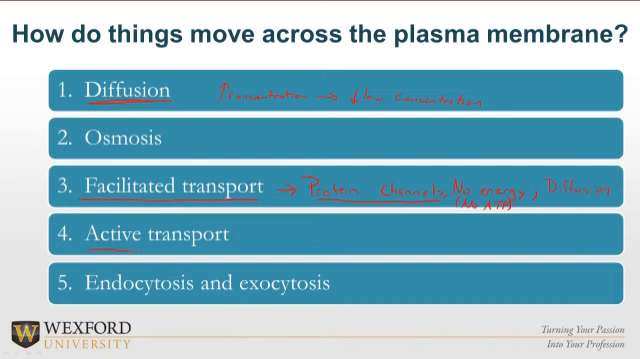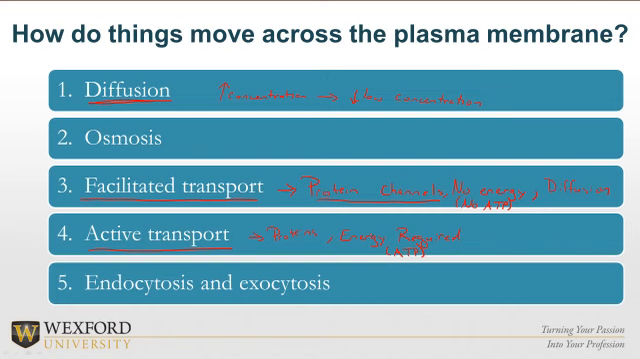Active transport, on the other hand, still uses protein channels, but now energy is required. So it means we're going to be using ATP. And often, with active transport, they're going against their concentration gradient. So we're actually pulling the molecules from one side to the other.